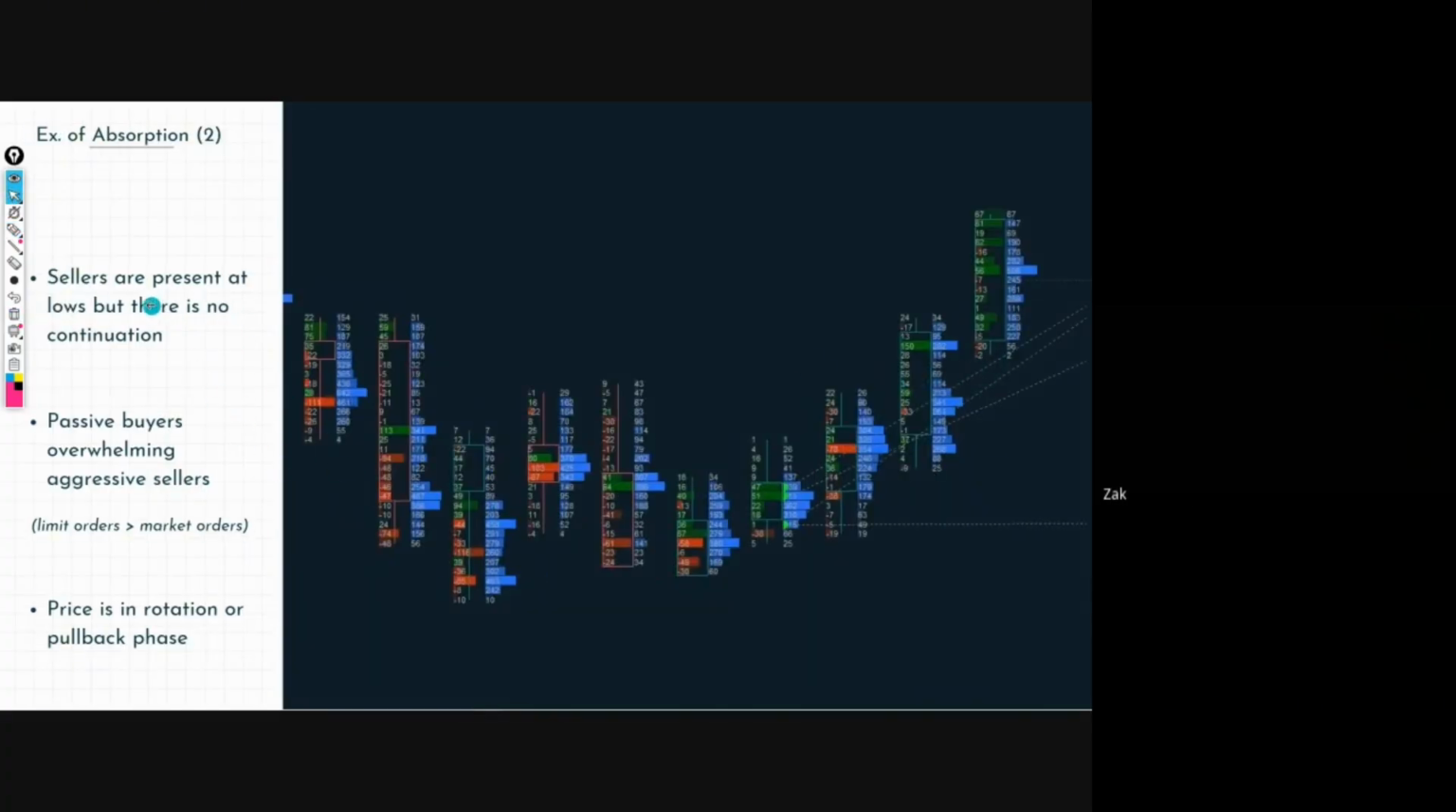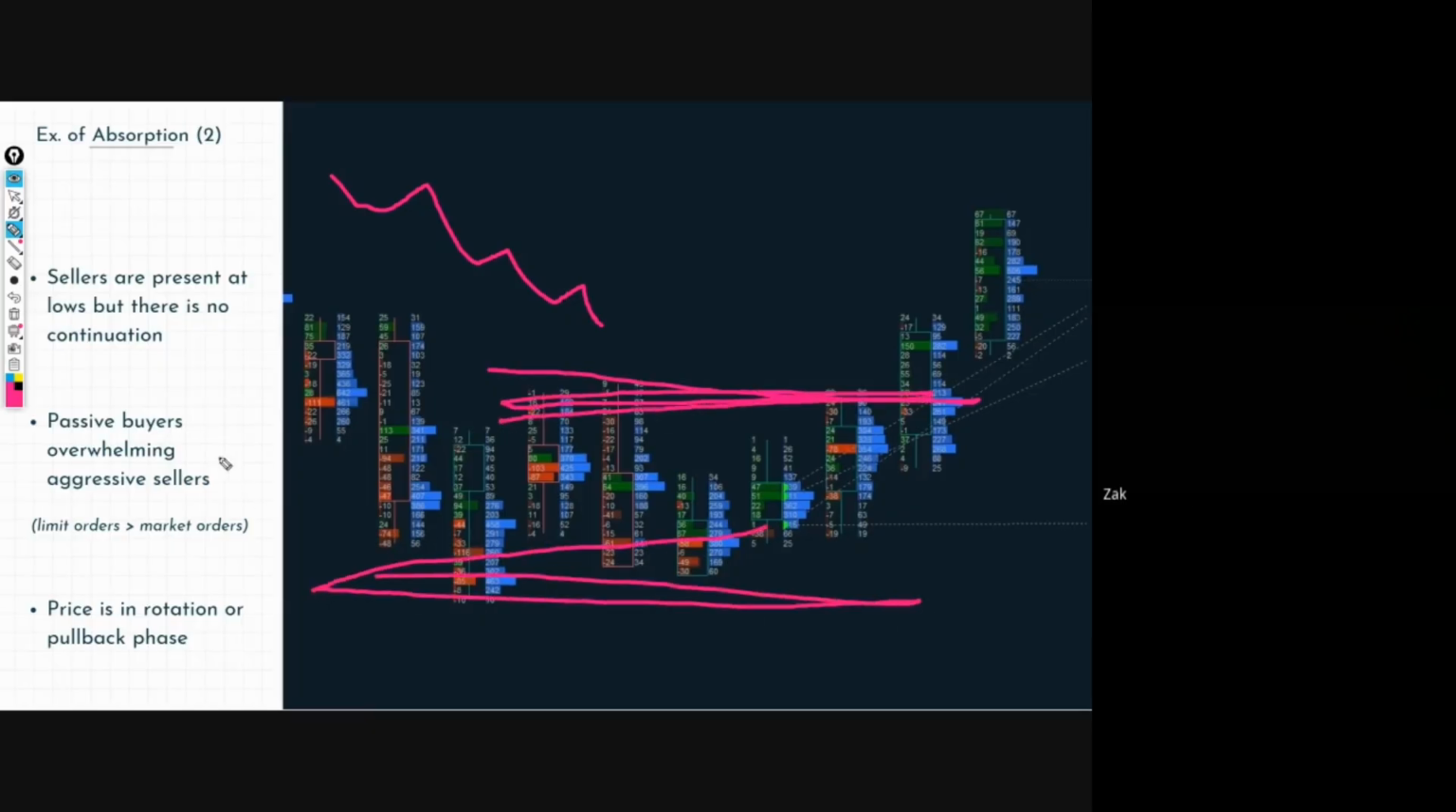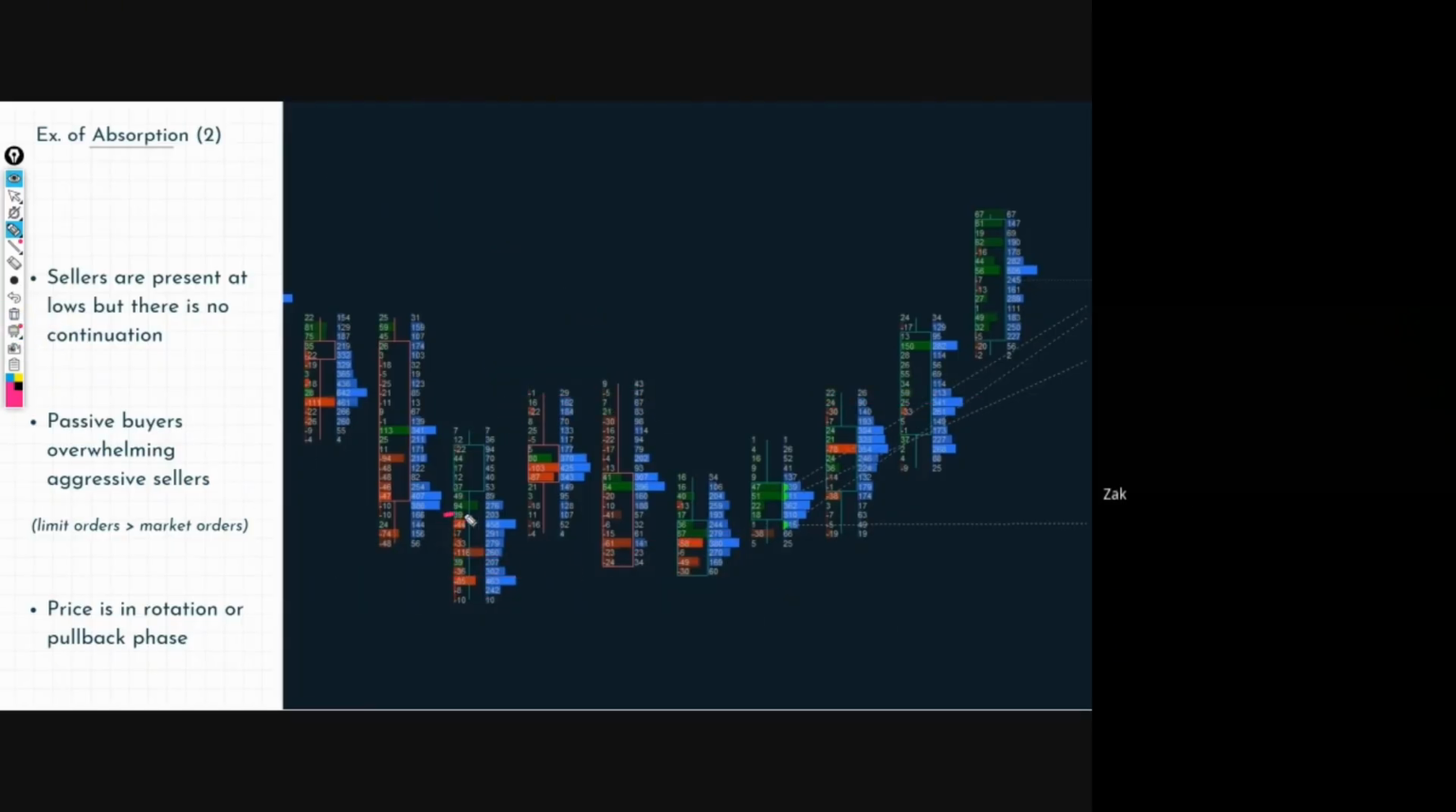I have another one. This is a trade that I took. Same thing, but this is for the sell side. So trapped sellers in this scenario. Again, price is shifting down. It hits a level of support, right?